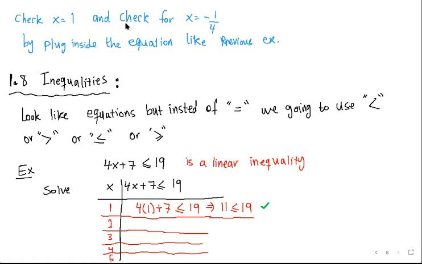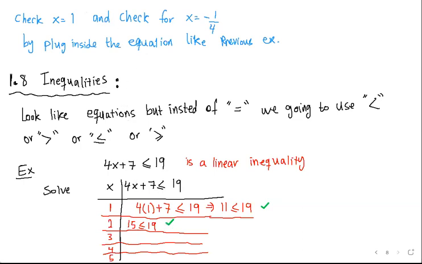What about number 2? Is it a solution when I plug it inside the inequality? 8 plus 7 is 15. Is 15 less than or equal 19? Yes, this is true. So this is a solution also for the inequality. Then for 3, 12 plus 7 is 19.